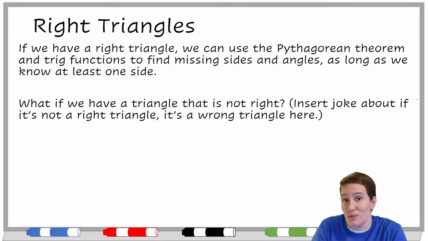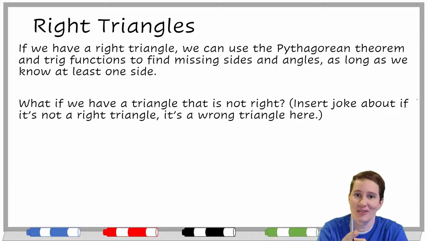So we've been working with right triangles exclusively so far as far as trig functions go. We use SOHCAHTOA and the Pythagorean theorem in order to find missing parts when we needed them. But that's not all the triangles in the world, right? Not every triangle is a right triangle. Some of them are a wrong triangle.